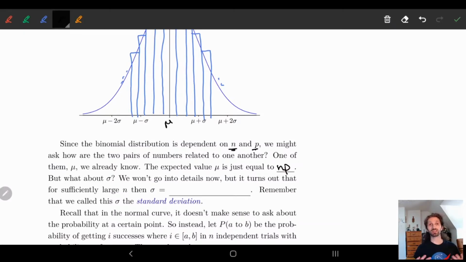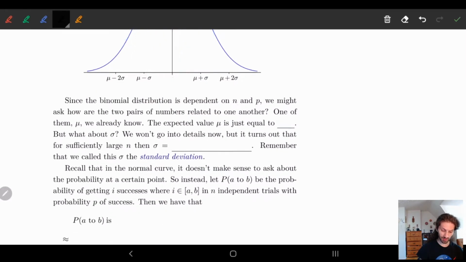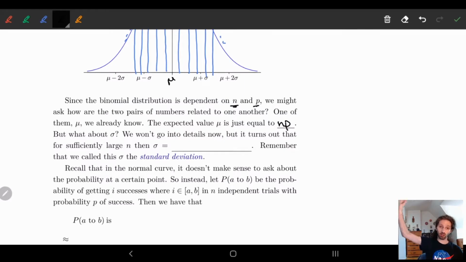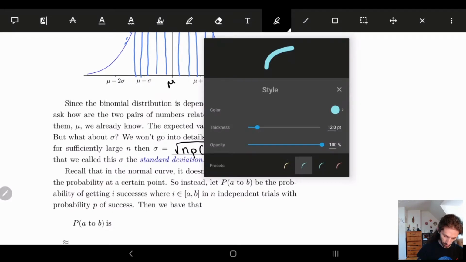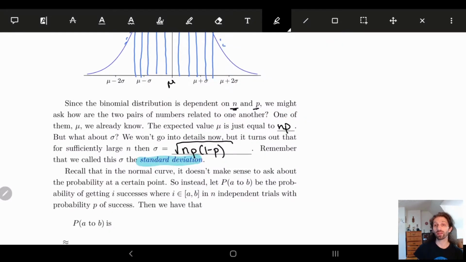But what about sigma? Sigma is a little more complicated, and it's not readily available. It's one of the things that makes standard deviation confusing for me, that it's not a very easily understandable formula. Basically, what it turns out to be is that if you take n to be sufficiently large, then your sigma is just going to be approximated by the square root of n times p times 1 minus p. And if you recall, this is just called the standard deviation. Okay, so cool. So we have a way to get n and p and convert these into standard deviation things for the normal curve.